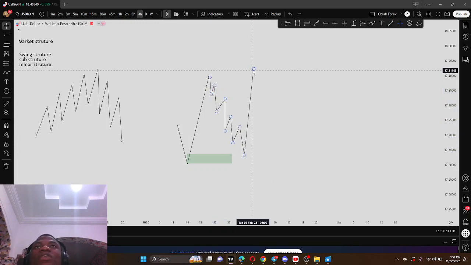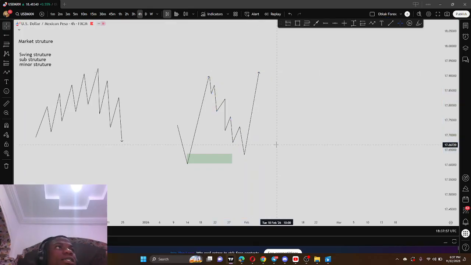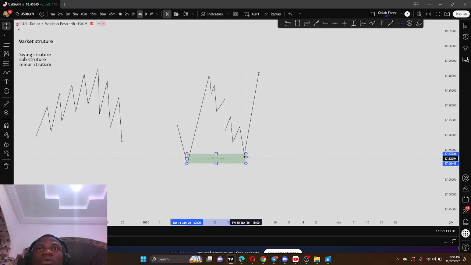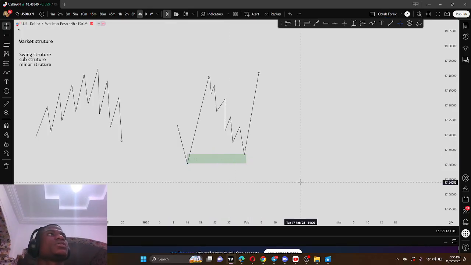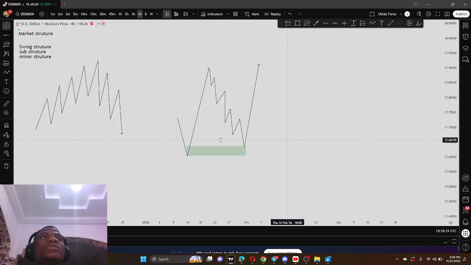So this main move that just happened, this move is what we call the minor structure. Minor structure is the one you want to catch. Swing structure is the structure that you're looking at to be able to know where to get your buy or sell zone from. Do you understand, guys? That is a simple way to explain the swing, minor, and substructure, guys. And I believe you guys understand.